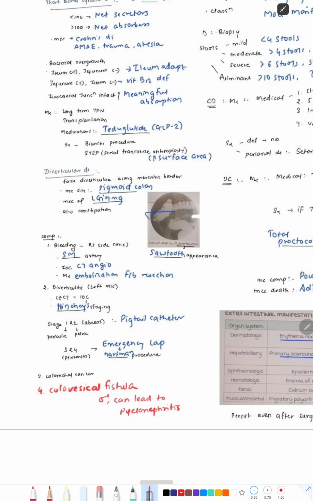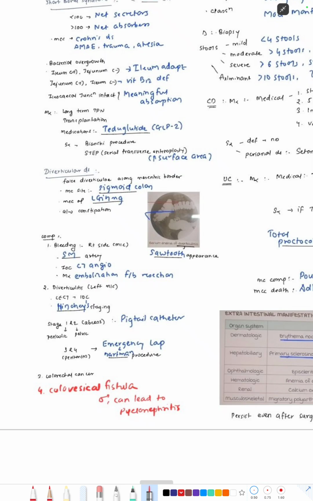Diverticulitis is more common on the left side. It has a staging that is called Hinchey's staging. In stage 1 there is a pericolic abscess, in stage 2 there is a pelvic abscess, for that pigtail catheter drainage is used. Stage 3 and 4 are associated with peritonitis, and in stage 4 this peritonitis is because of fecal matter or fecalith formation. Emergency laparotomy is done followed by Hartmann's procedure.